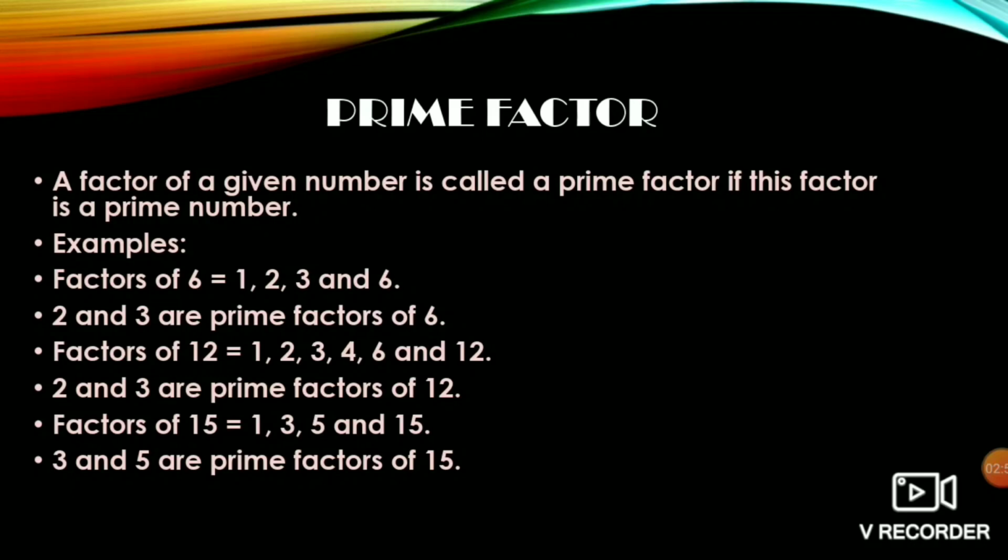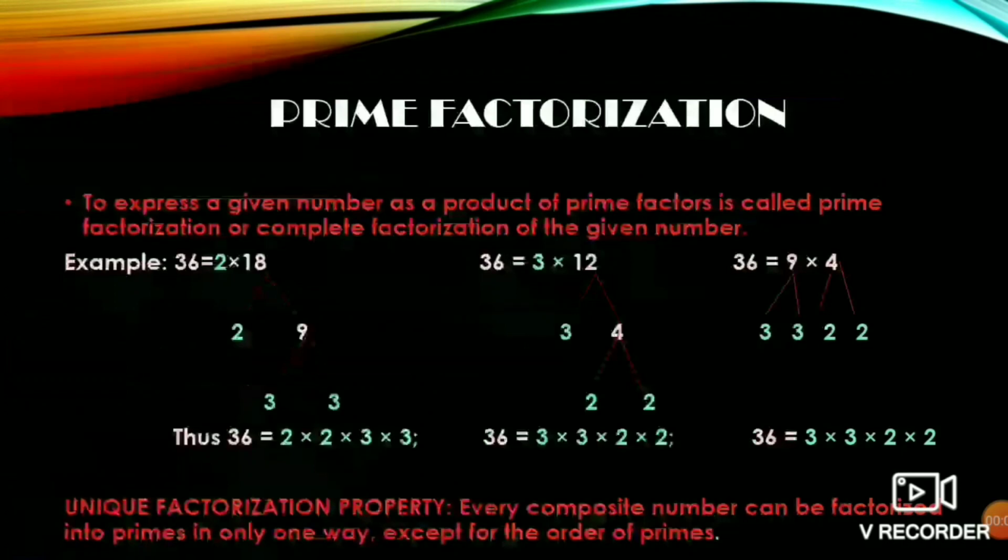Similarly, factors of 15 are 1, 3, 5 and 15. Out of which 3 and 5 are prime numbers. 15 is not a prime number. So the prime factors of number 15 are 3 and 5. Now we move on to prime factorization.